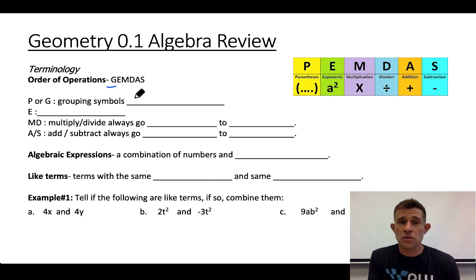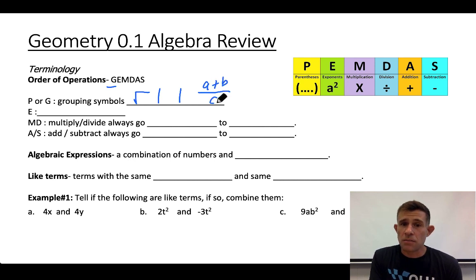Grouping symbols also include the square root symbol, parentheses, but then there's also the absolute value symbol. So we're going to evaluate anything under a square root or inside an absolute value or a fraction bar, such as the operation a plus b divided by c. So we would first handle what's in the numerator before doing the division of the sum of a plus b over c. So those are grouping symbols, and we're always going to want to simplify those first.